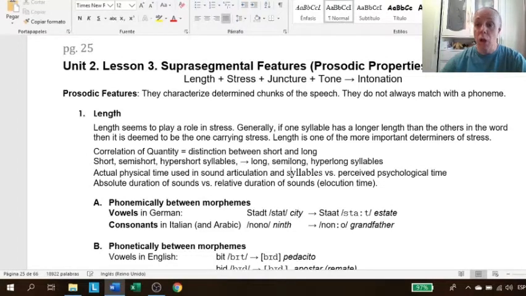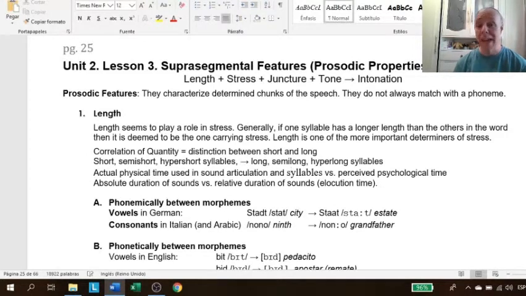Today we're going to cover lesson 3, suprasegmental features, also known as prosodic features. Okay, this is lesson 3, unit 2 in your phonology manuals. First, we need to define what suprasegmental features or prosodic properties are, right?